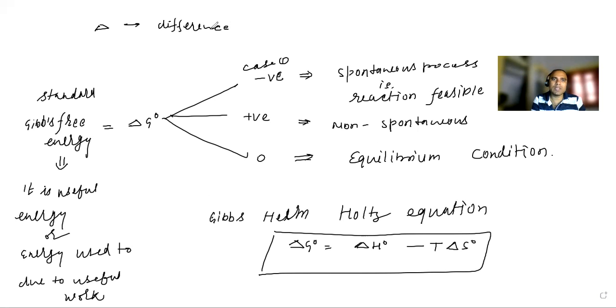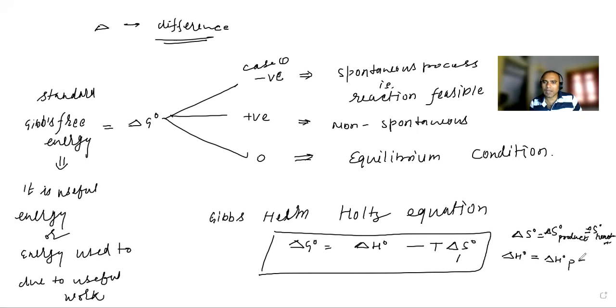There are so many equations, but this is the first equation. If you talk about delta S, what do you mean by delta S here? Delta S naught is equal to S naught product minus S naught reactant. We did that in the last class. Similarly, delta H is the change in enthalpy, so we can write delta H naught product minus delta H naught reactant. This is formula number one.